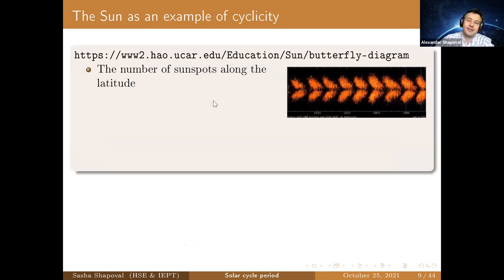The sun is an example of cyclicity. And you know, it's not just a picture of a butterfly. This is another thing. Each vertical line represents a lot of dots. And these dots are observed sunspots. Sunspots observed along, this is a misprint, along the latitude. So the vertical axis represents the location along the latitude.